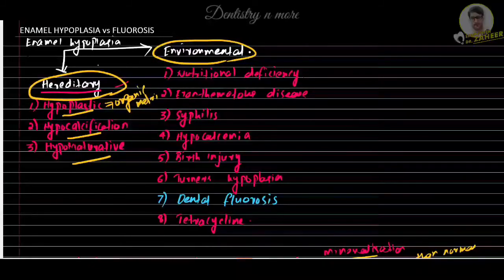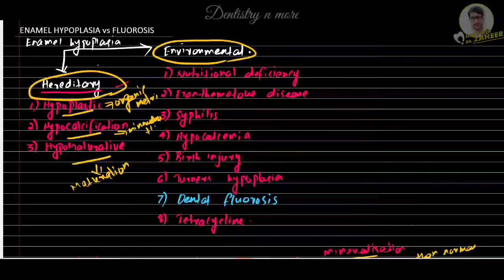Whereas hypocalcification, there is defective mineralization. And hypomaturative, where there is defective maturation of the matrix. So in all three ways, the enamel is not properly mineralized.